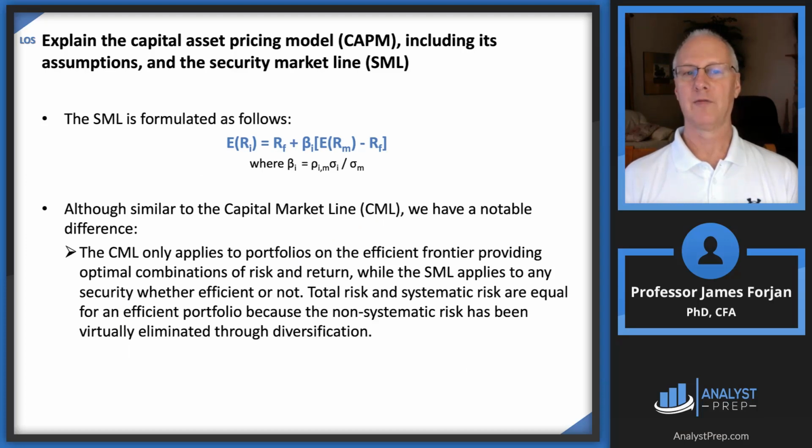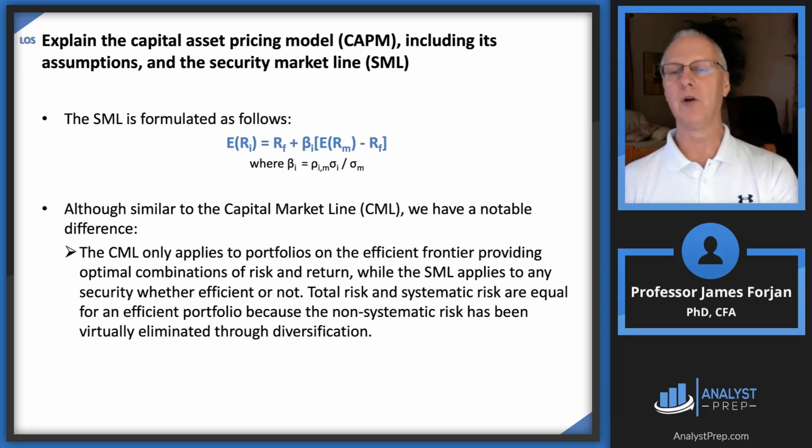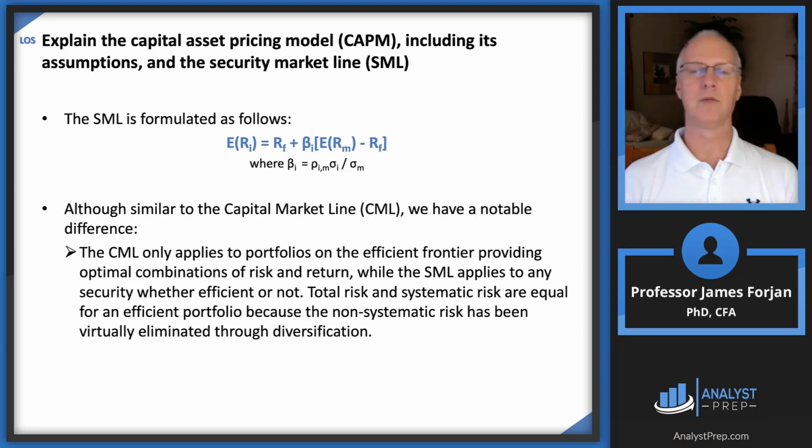There's the formula for the capital asset pricing model and the security market line. And notice that what we've done is we've put that formula for beta in there so that you get a better sense of what that beta means. Now, in general, betas are going to be between 0 and 2. In general, they don't have to be.